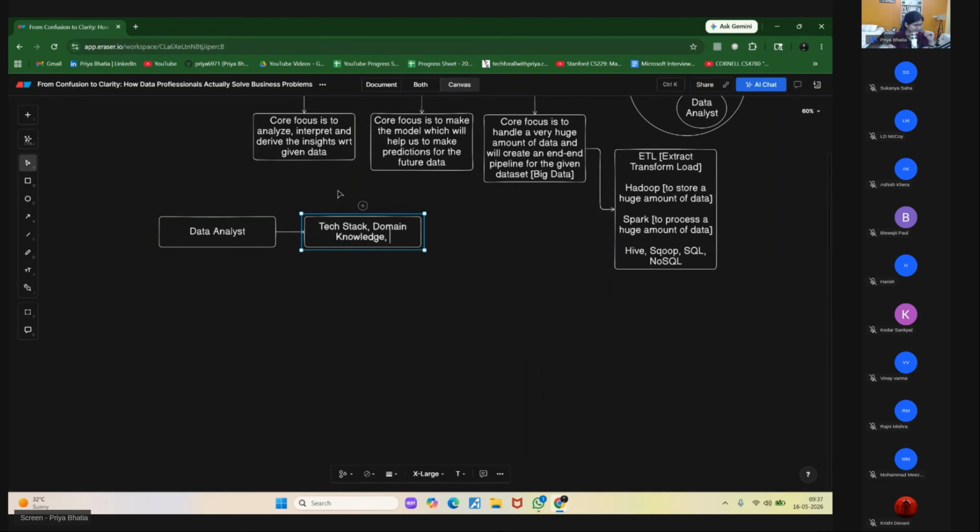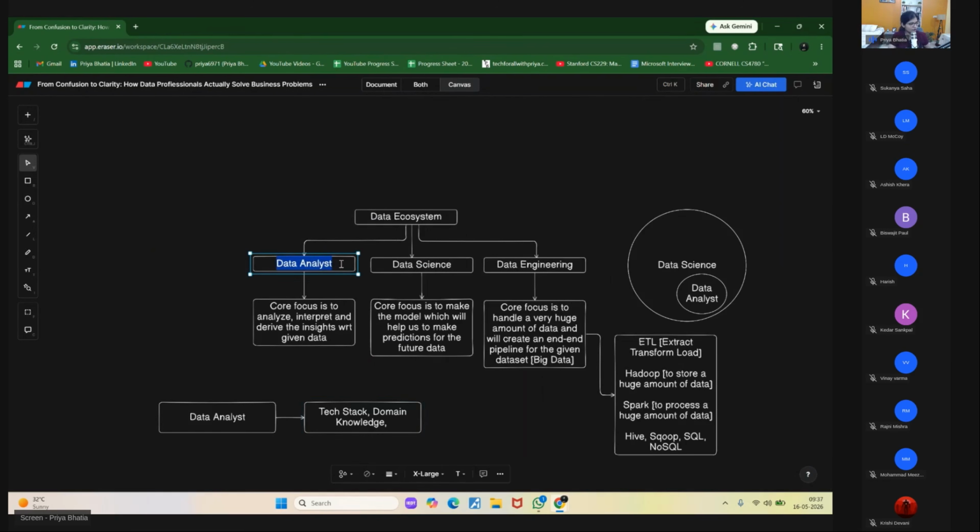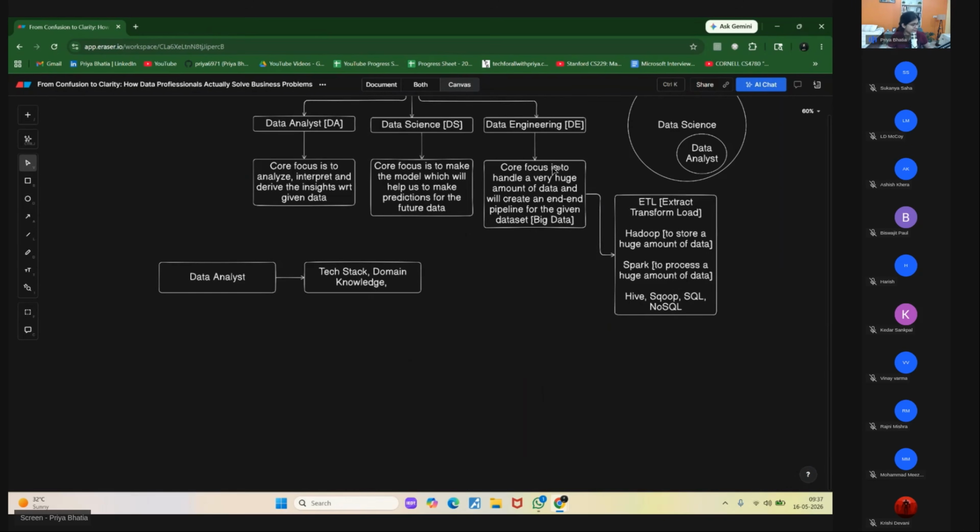By the way, when I'm saying DA, the short form of data analyst is DA. I might say it multiple times, so you should know. The short form of data science, I might say as DS. And for data engineering, I might say DE. I hope you all know that, but just for understanding, I'm saying it to you.